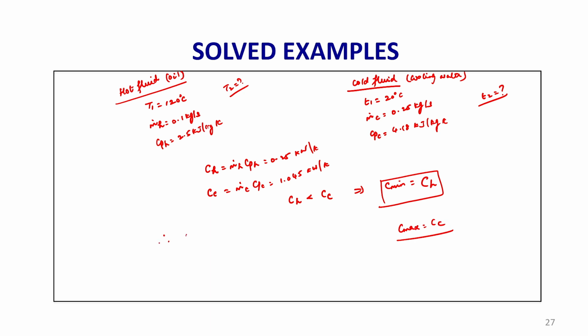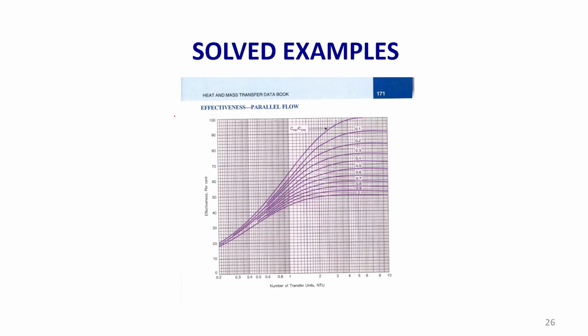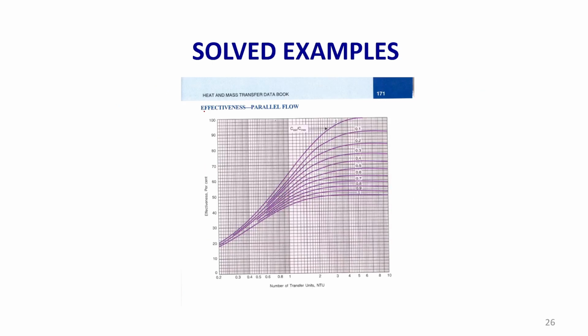So, we can find out the ratio, capital C equal to C minimum by C max. 0.25 divided by 1.045, so the ratio comes to 0.24. So, C equal to 0.24. Here, instead of using equations, we can use a chart also. This chart is for effectiveness of parallel flow, and this is the value of C and this is NTU.